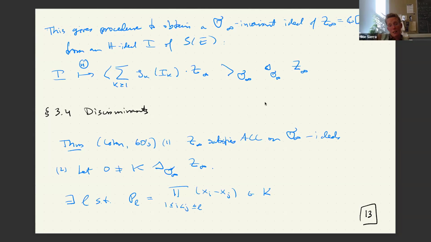And secondly, suppose I've got a non-zero S infinity invariant ideal of Z infinity. Then it has to contain some element I'll call a discriminant. So you've got these elements P sub L, which are just, I take the first L variables and I take the product of all their differences. So this is, I guess, some sort of Vandermonde determinant. I mean, these are elements one looks at, of course, when you want to ask questions like, does a polynomial have repeated roots? And one of these discriminants has to be in my two-sided ideal K.